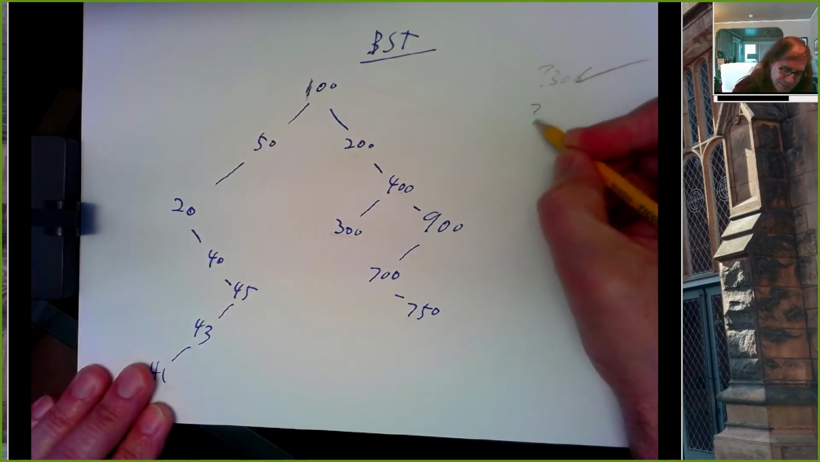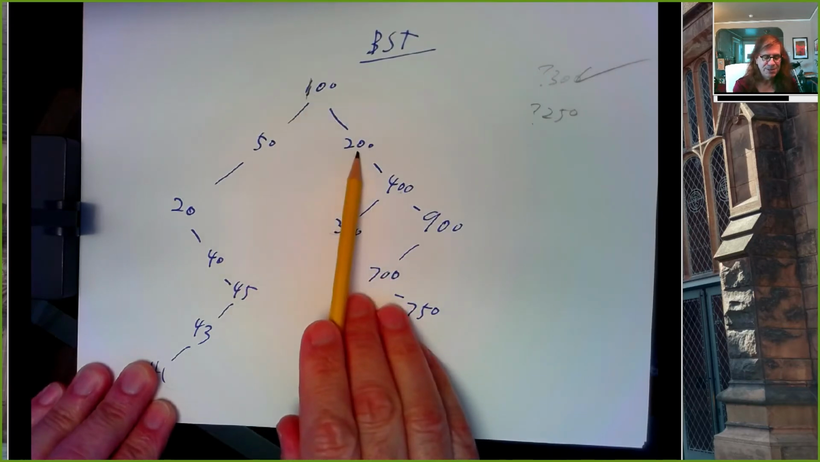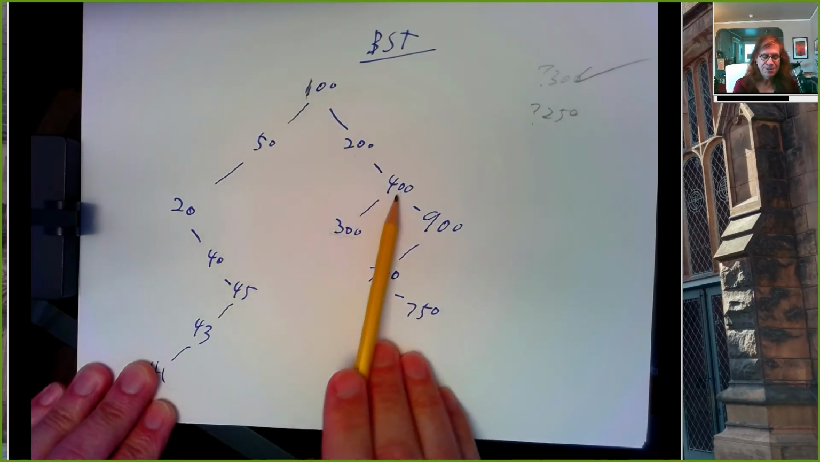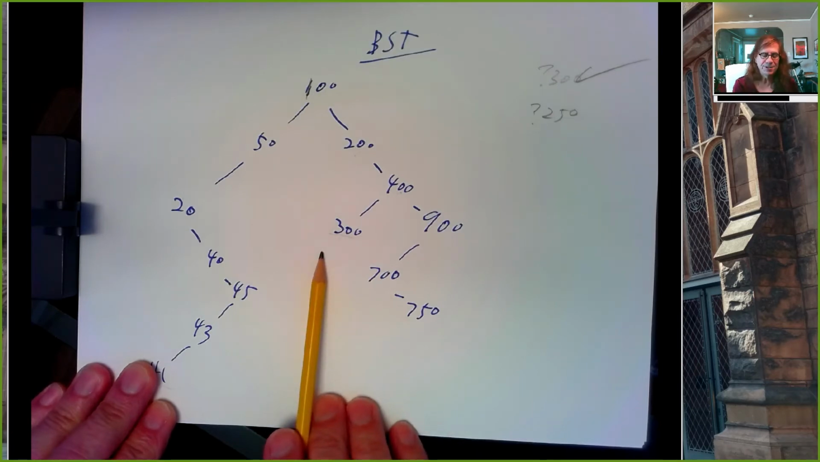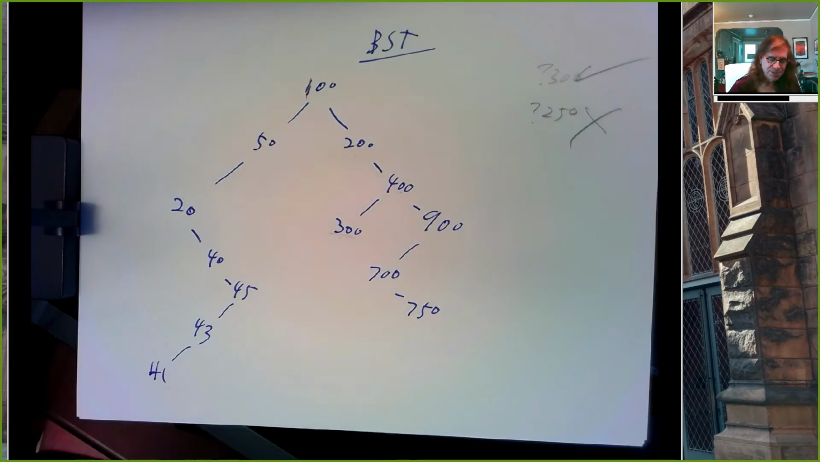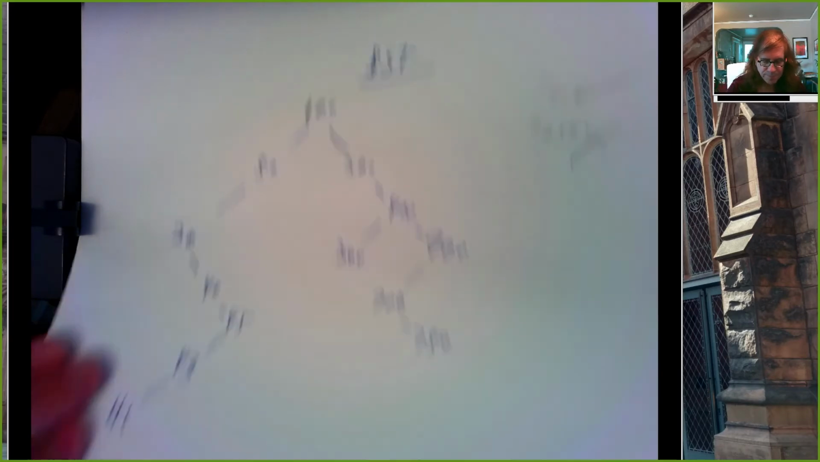If you're searching for the number 250, it's got to be bigger than 100, it's got to be bigger than 200, it's got to be smaller than 400, it's got to be smaller than 300. Oh, there's nothing to the left of 300. That must not be in the tree. So we can write a pretty straightforward search algorithm. And it would look something like this.